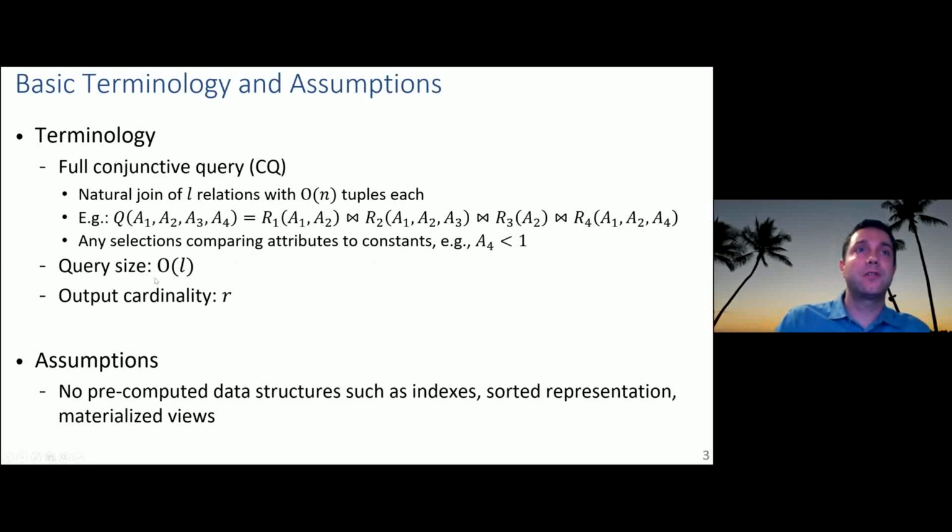The query size here is order L. This is essentially the size of the query string. So this is not the output size, this is how many relations are participating in that join. And for the output cardinality, we're using R like result size. The other thing that's important to note is we don't assume any pre-computed data structures or indexes. So if an algorithm needs anything like that, it needs to compute it itself and it will be charged for it. So all the cost models that we have here include that kind of pre-processing cost as part of it.